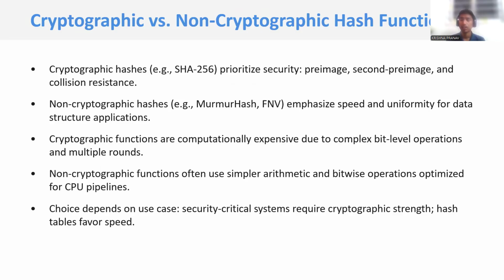Cryptographic functions are computationally expensive due to complex bit-level operations and multiple rounds. Non-cryptographic functions often use simpler arithmetic and bitwise operations optimized for CPU pipelines. Choice depends on use case. Security-critical systems require cryptographic strength, while hash tables favor speed.